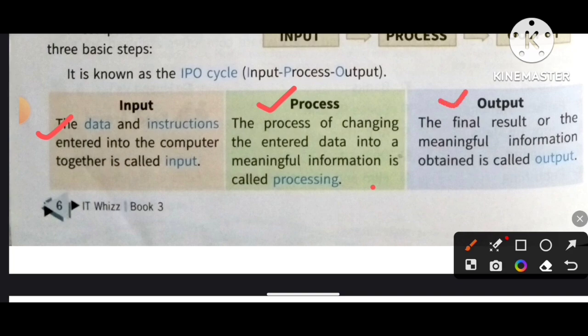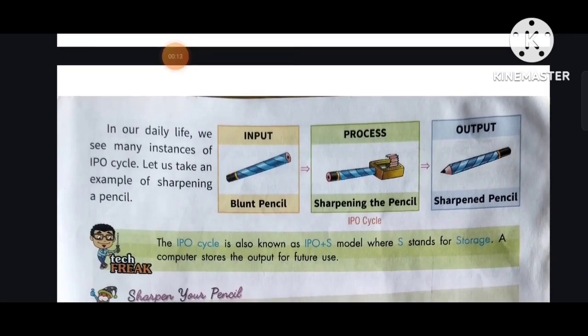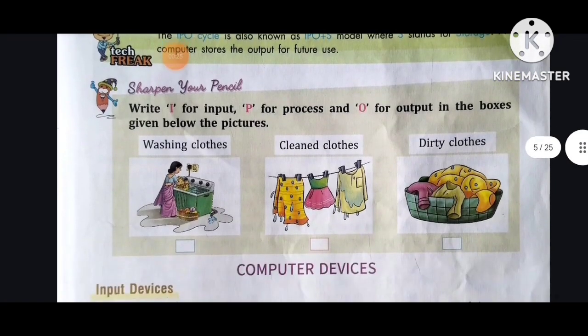Then after that, output. What is output? The final result or the meaningful information obtained is called output. When the final result comes after processing, it is called output. For example, with the sharpener, our pencil is the input, sharpening is the processing, and the output is the sharpened pencil. The input is our initial pencil, which is not sharp, a blunt pencil, the processing is the sharpening of the pencil, and the output is the sharpened pencil.